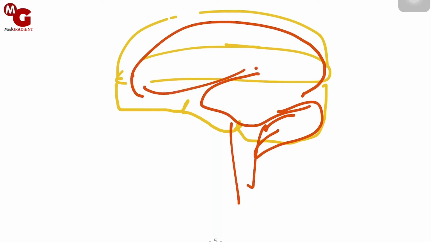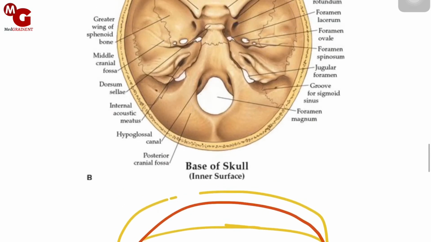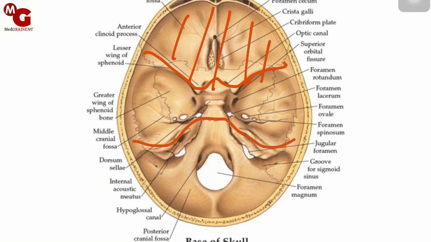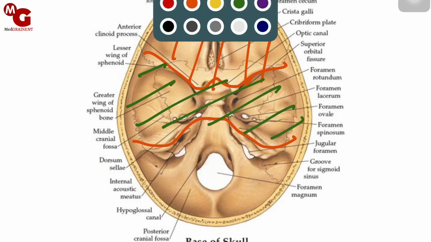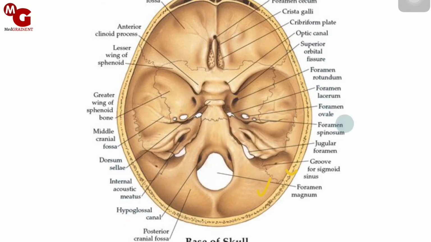What do you have in the anterior cranial fossa? Now this is called a fossa. What do you have in the middle cranial fossa? And what do you have in the posterior cranial fossa? So let's understand it. Anterior cranial fossa is everything over here. Middle cranial fossa is this. And everything beyond this point is posterior cranial fossa. Do you understand? So all the structures that are labeled here are important.